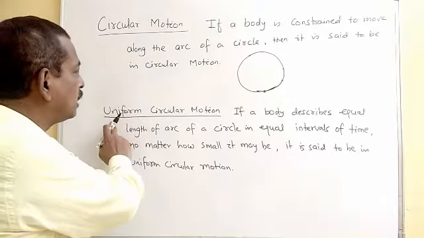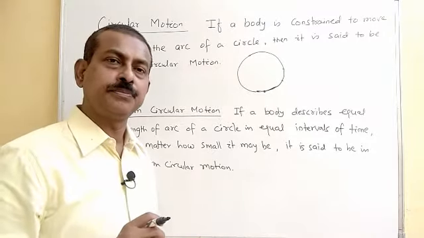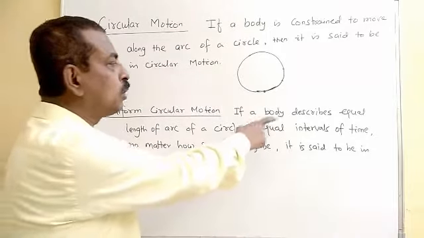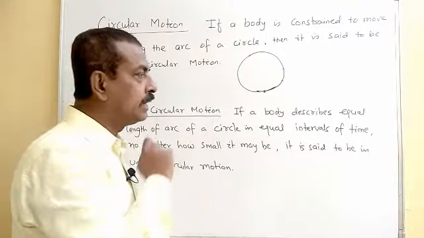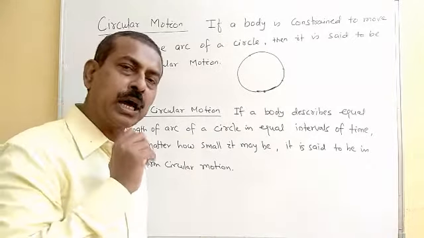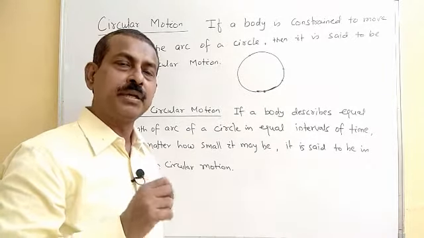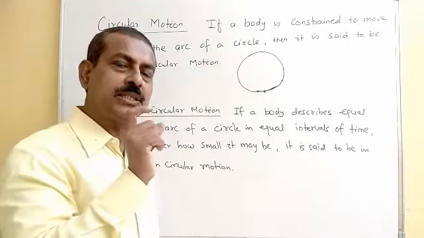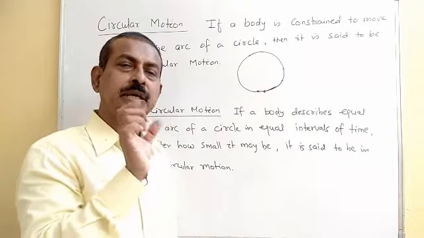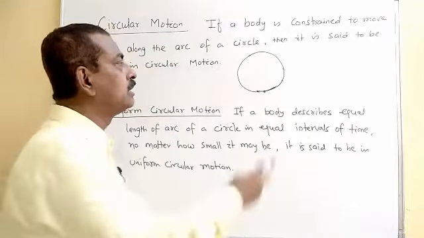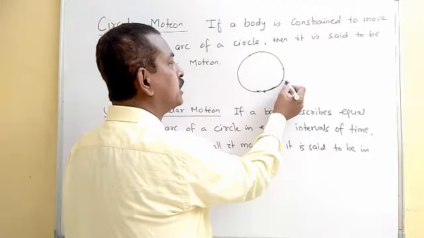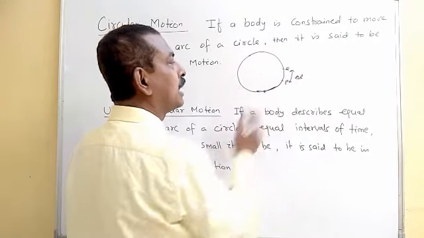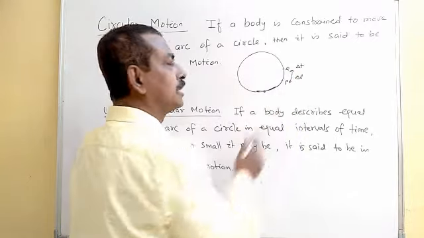And then we have another term that is your uniform circular motion. Uniform circular motion we define that if a body describes equal length of arc of a circle in equal intervals of time, no matter how small its intervals may be, it is said to be in uniform circular motion. That means we are taking that the body is describing equal length of the arc of a circle in equal interval of time. Here, suppose the body is moving from this point P to Q, and in moving through this length, suppose it is your delta L, and the time taken is suppose delta T.